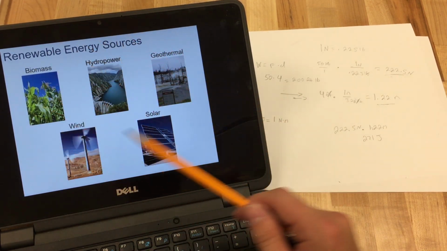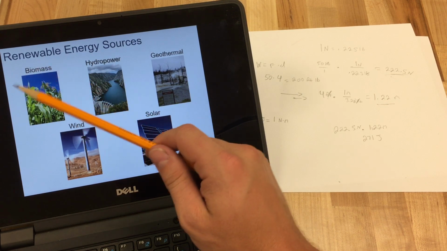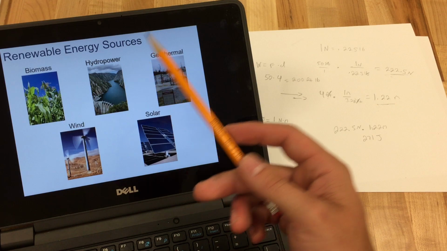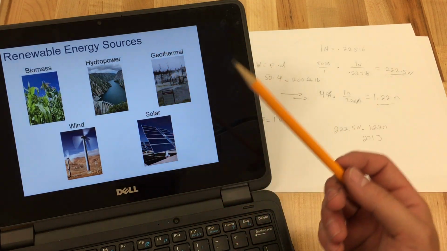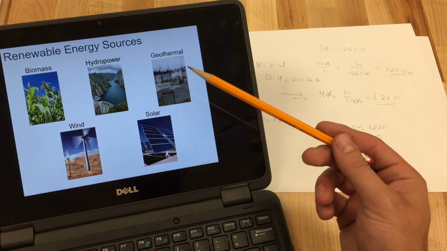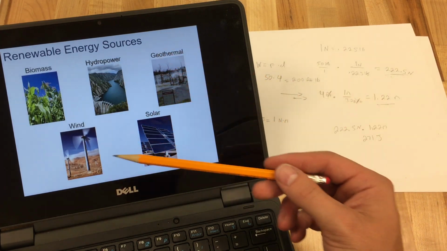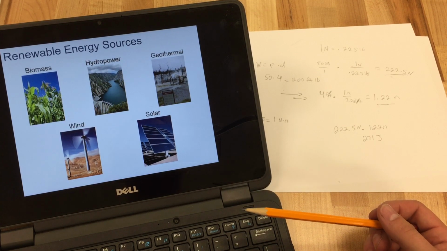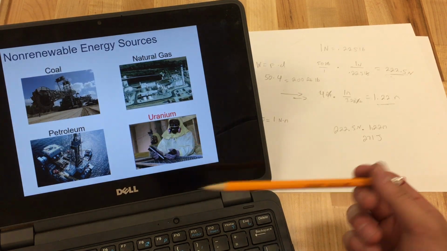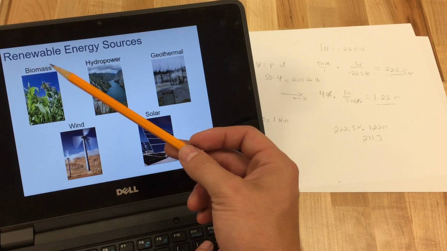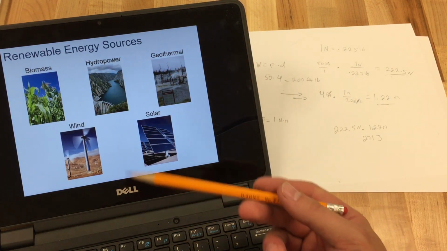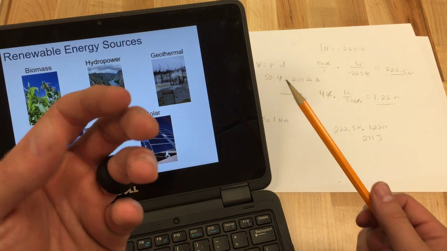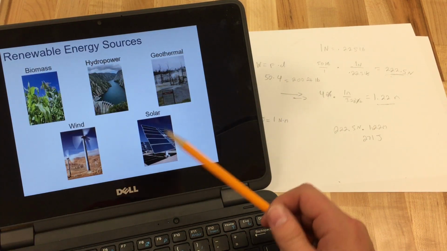Now we have different types of renewable energy sources: biomass, so like think of E85, things like that, hydropower, dams, geothermal, so using the heat of the earth for HVAC systems, wind turbines, solar power, all different types of energy sources. All right, and those are our renewable. So we can reuse them. It's not going to cause any issues. We're not expending a resource to use it.